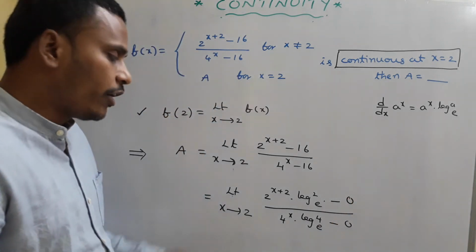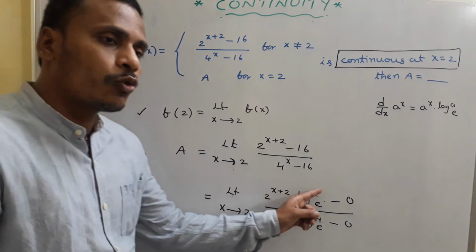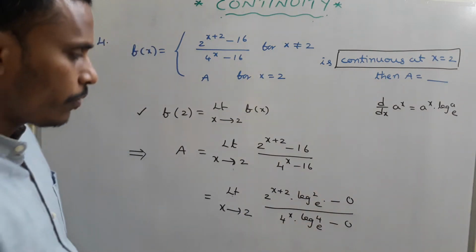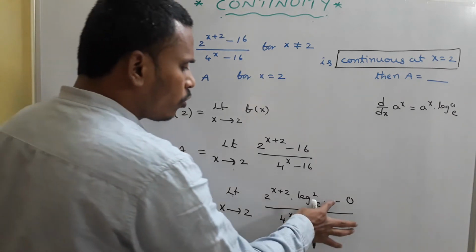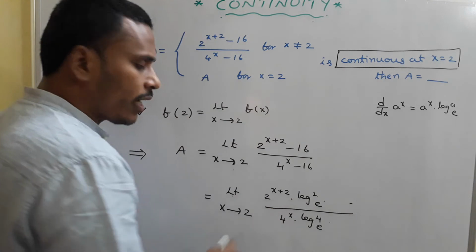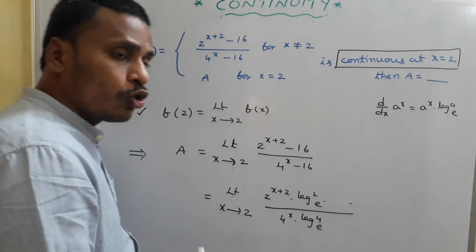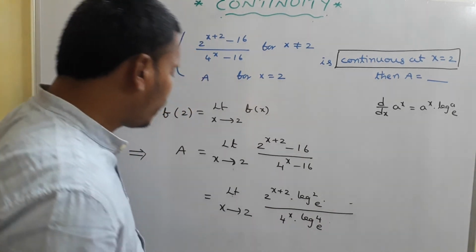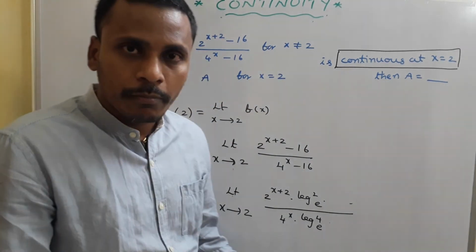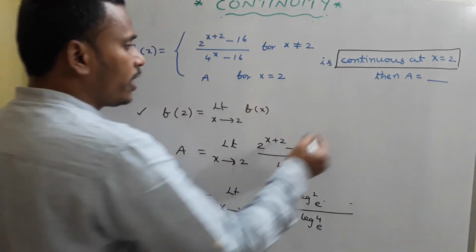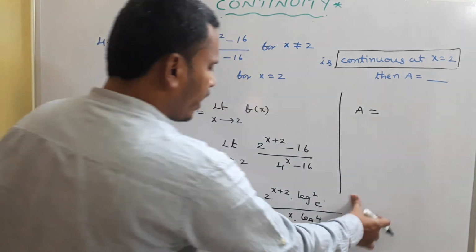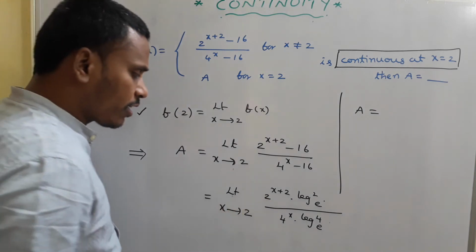So the limit as x tends to 2 of 2^(x+2) into log 2 base e by 4^x into log 4 base e. The minus 0 and minus 0 there is no need to mention, just leave it. Now when you directly substitute x, the denominator won't give 0 and the numerator won't give 0. Directly, the limit value is a determinate form, so you just accept it by direct substitution. On the left side it is a. So a is equal to, and on the right side you just directly replace x with 2.